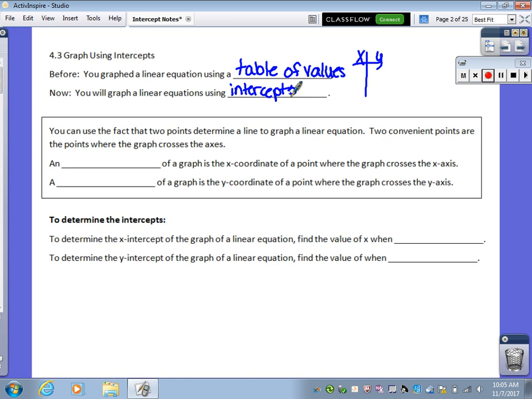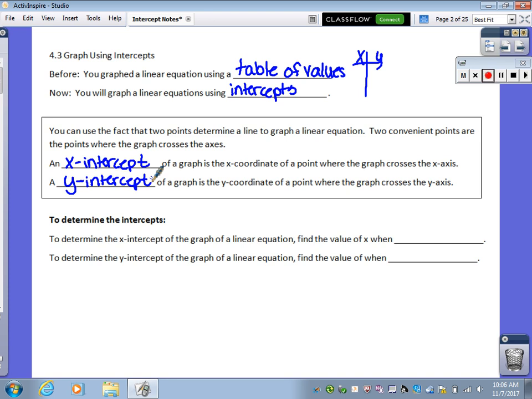Intercepts are where they cross each of the axes. So an x-intercept is where your line crosses your x-axis, and the y-intercept is where the line crosses the y-axis. An x-intercept of a graph is the x-coordinate where it crosses the x-axis, and the y-intercept is the y-coordinate of the graph where it crosses the y-axis.